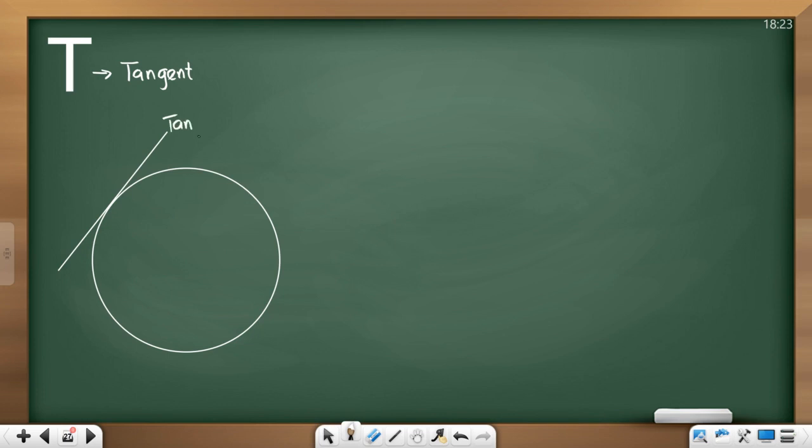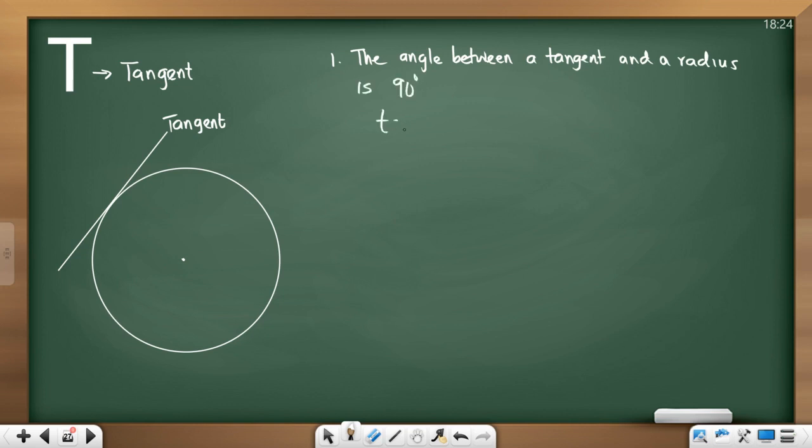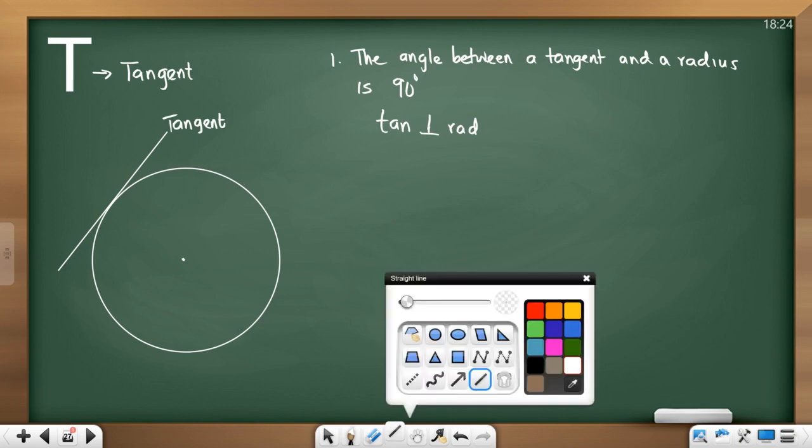Now, when it comes to Euclidean geometry, what are we going to be dealing with when it comes to tangent? There are two things. All right? Number one, the angle between a tangent and a radius is 90 degrees. Oh, so we are saying that the tangent is perpendicular to the radius. Hence, we call it a tan rad.